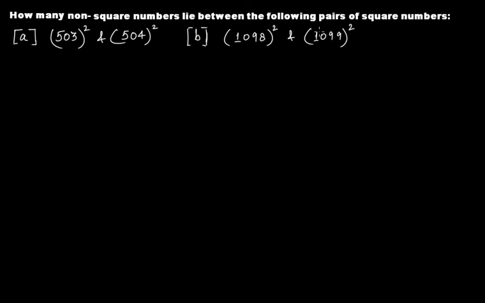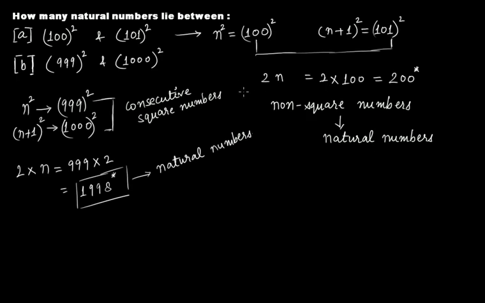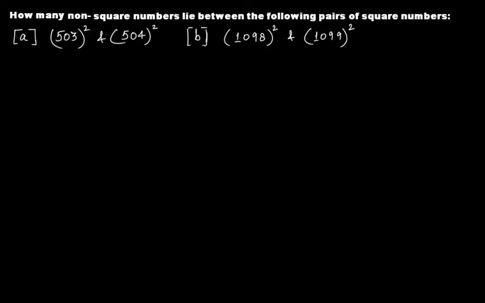Now let's quickly move to the next problem: how many non-square numbers lie between the following pairs of square numbers. The first pair is 503 squared and 504 squared. Obviously these are consecutive square numbers, 503 and 504. It's just similar to what we have done here. They have just changed the words. Here they asked for natural numbers, but now they are asking for non-square numbers.